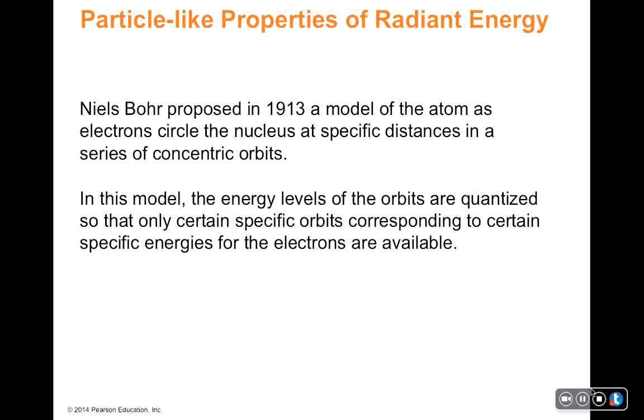So again, we have this idea of both the wave-like nature and now particle-like nature of light. And the next to appear on the scene was Niels Bohr in 1913, who proposed a model of the atom that had electrons circling the nucleus at specific distances in what looked like planetary orbits. The energy levels of the orbits were quantized, so that only specific orbits corresponded to energies that were available to the electrons.